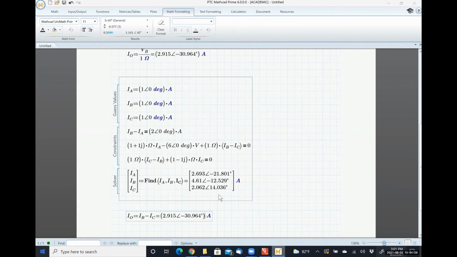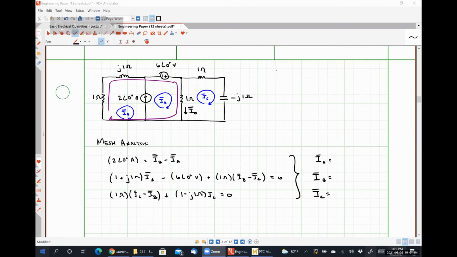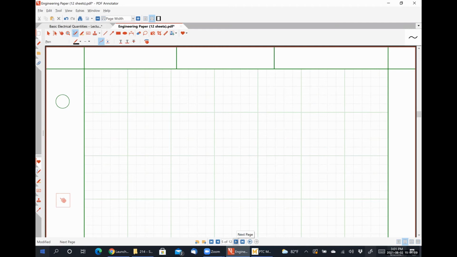So let me see if I can find a circuit real quick. Yeah, all right. So a circuit like this would absolutely be fair game. So let me draw something here.